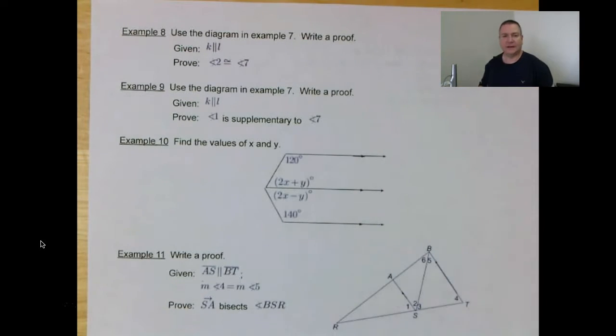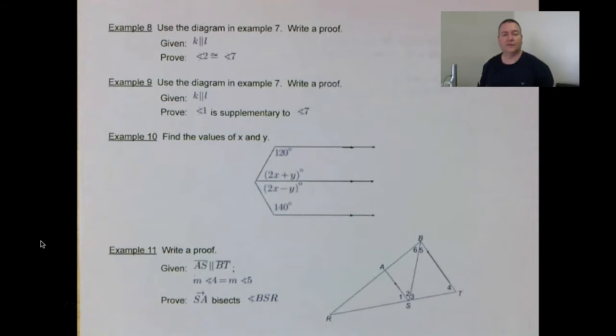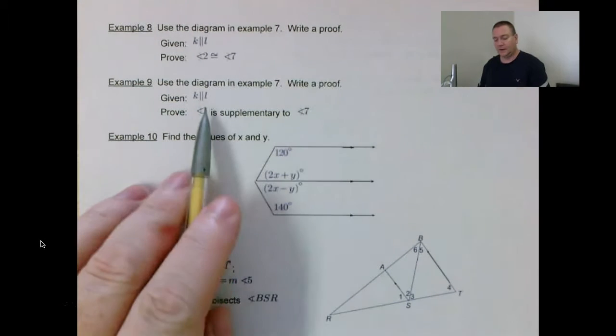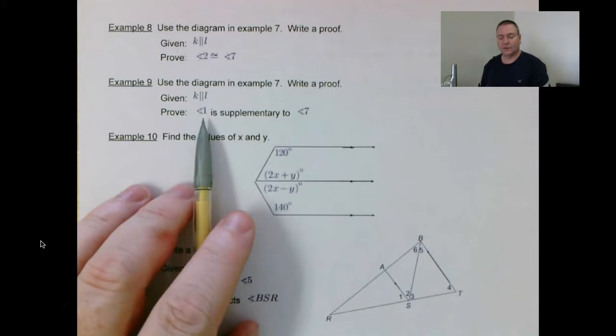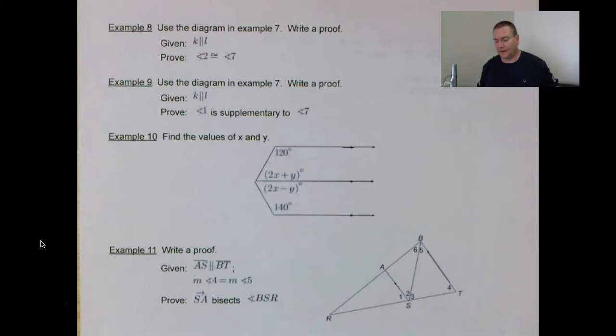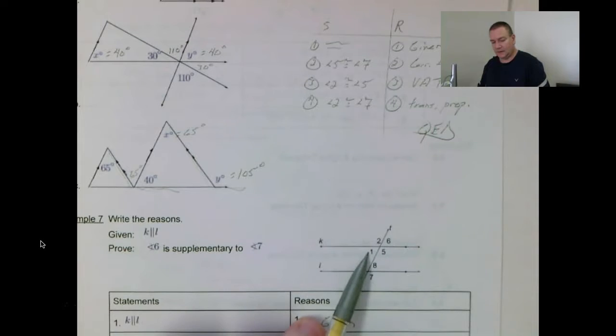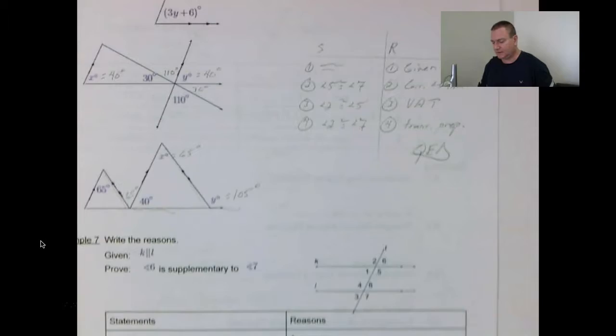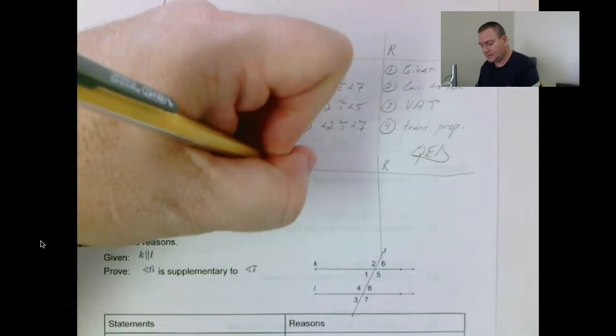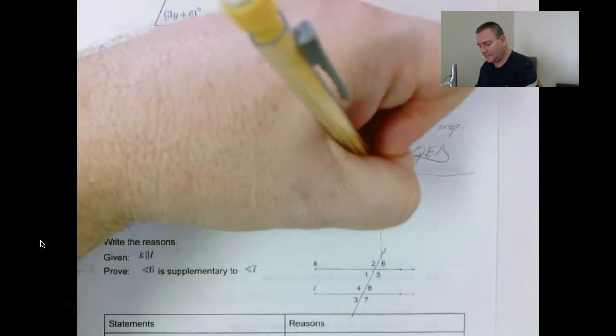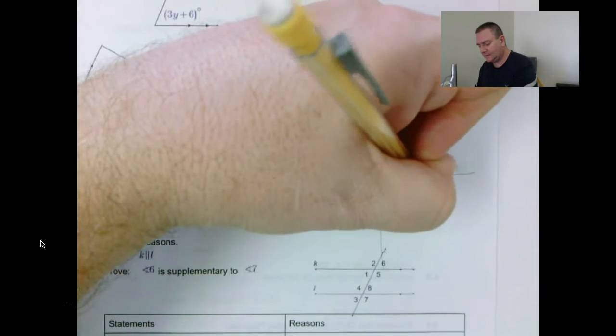Okay. Example 9. Again, we're going to use a diagram from example 7. We're going to write a proof. K is still parallel to L, but this time we're going to prove that angle 1 is supplementary to angle 7. That's our goal. I'm going to try and fit it in here, although this one's a little bit longer. I'm going to try writing smaller. Statements, reasons. Statement 1, again, squigglies because I can.